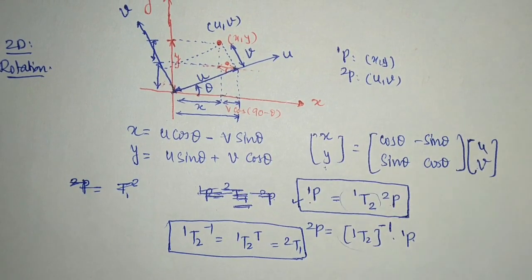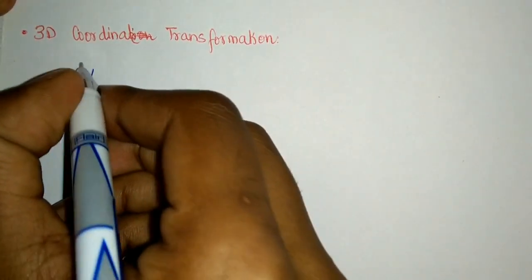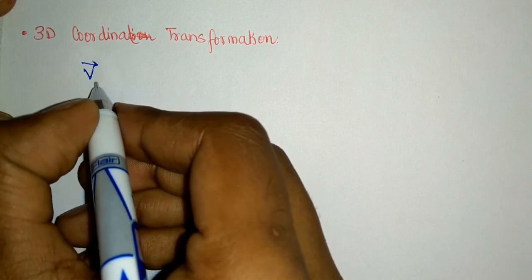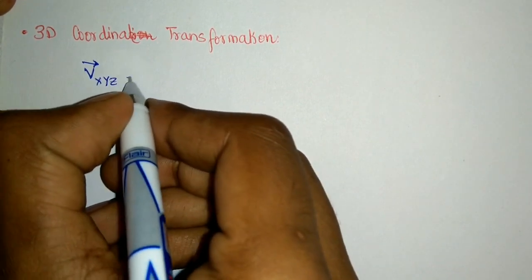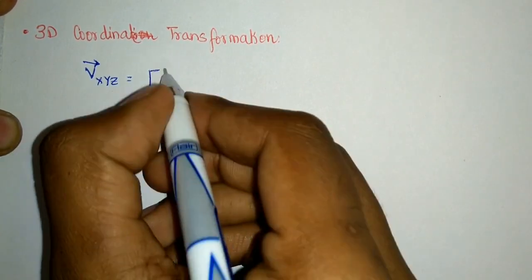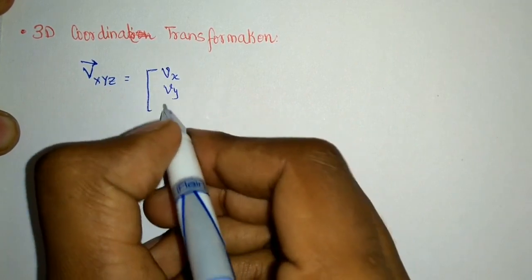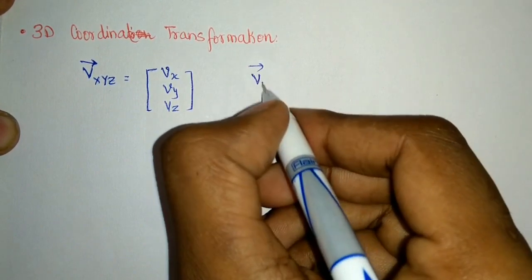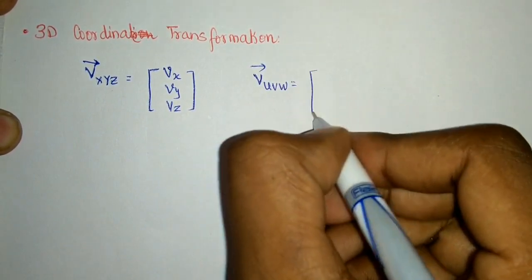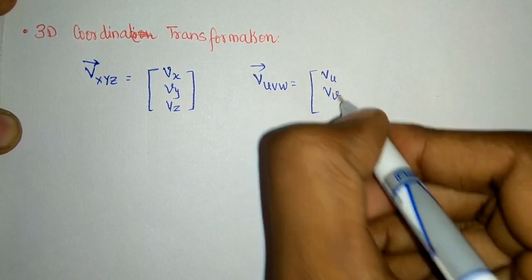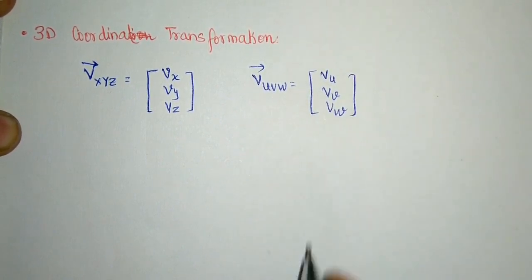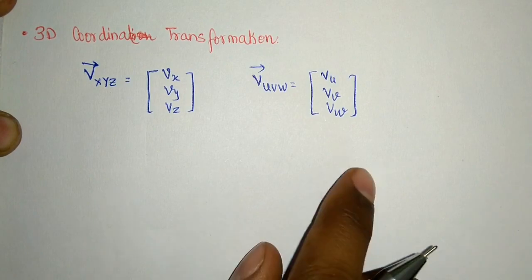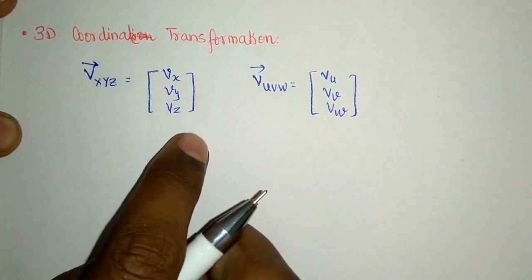Now that we have done the 2D transformations, let's have a look at the 3D transformations. If we talk about 3D, then the same vector will be representing a point. If I am looking at the xyz axes, then I can say that my vector is vx, vy and vz. When I am looking at the same point from the u, v, w axes, then I can say that it is vu, vv and vw. These sort of vectors I can define depending upon which frame we are looking at.